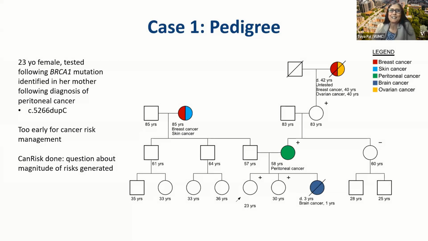As everyone knows, this is a case conference focused on CanRisk, both use of it as well as some exciting updates that have been made to it. So here's a 23-year-old female tested following a BRCA1 mutation identified in her mother following the diagnosis of peritoneal cancer. So you see here, mother, this is the 23-year-old. At age 23, she's going to be too early for cancer risk management. And we did a CanRisk on her.